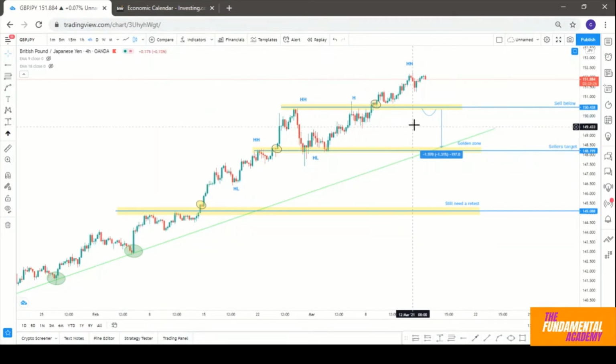But if we do have a break below 150.438 and a significant retest, that would be a huge trade as well, and that would hit 197 pips to the downside. That would be my seller's target, coming to these current lows, structural lows that the market has made. Obviously, this level I mentioned at 145.088 still needs a retest.